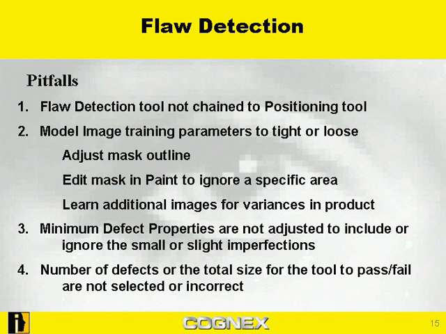So what are some of the pitfalls when drawing this tool? Well, we won't chain it to the positioning tool. The product moves, and of course we're looking for changes in pixel intensities. If I'm looking at the conveyor rather than the product, it will probably be a different pixel intensity and show up as a defect. Some of the parameters are either too tight or too loose, and we'll go through some of those parameters as I show you through some of the applications here.